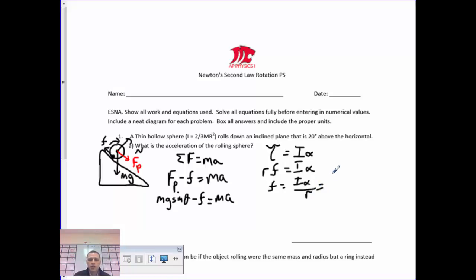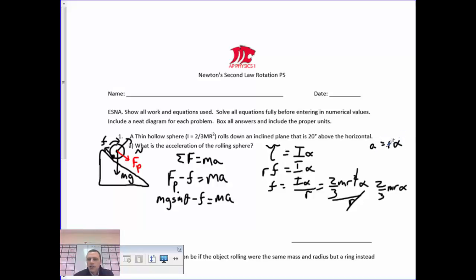I is the moment of inertia of the sphere, which is 2/3 mr squared times alpha, and then we're dividing by r, so one of the r's goes away, and we're left with 2/3 mr alpha. Now, the goal here is to eventually take this value for friction and substitute over here, so we don't have to calculate the force of friction, we can just calculate the acceleration. But before we do that, we need to convert this angular acceleration into a linear acceleration.